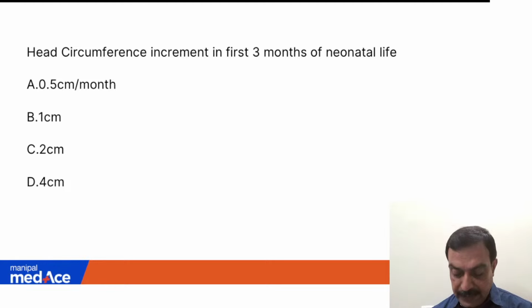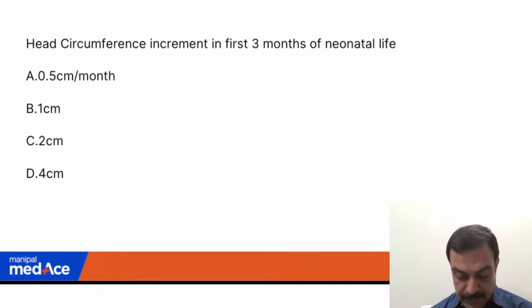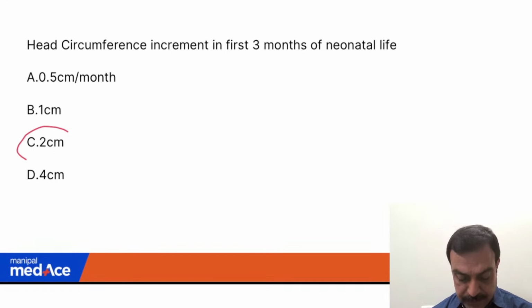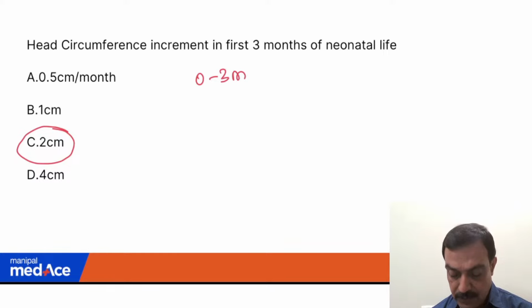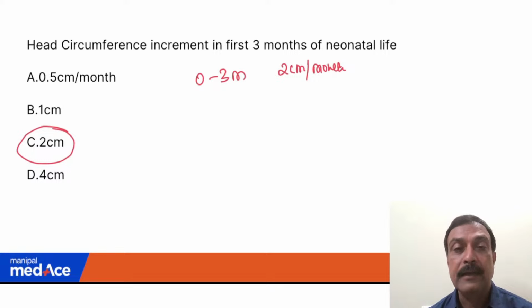Head circumference increment in the first 3 months of neonatal life. The options given are 0.5 centimeter per month, 1 centimeter per month, 2 centimeter per month, and 4 centimeter per month. The correct answer is 2 centimeter per month. So usually in the first 3 months, from 0 to 3 months, the head will grow 2 centimeter per month.